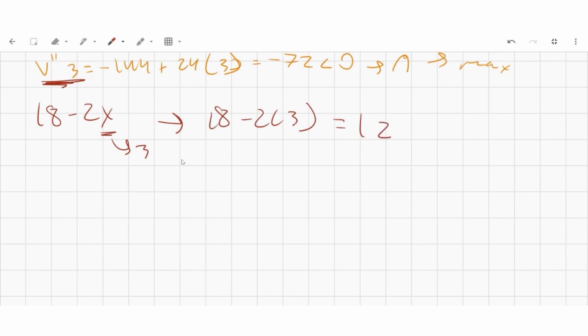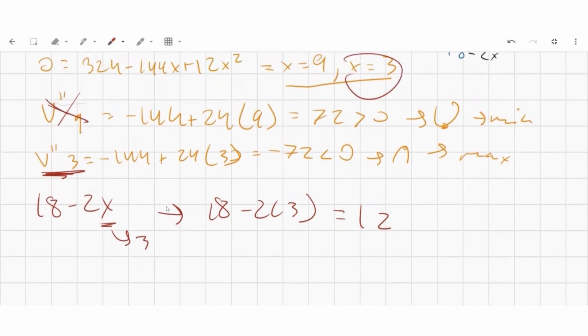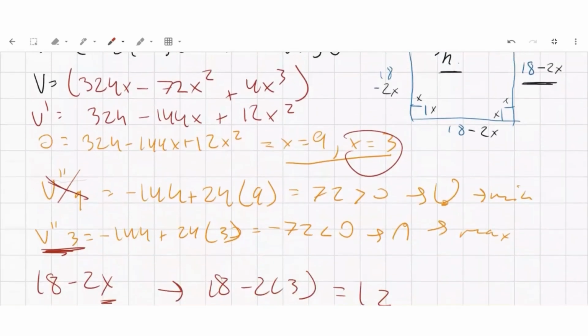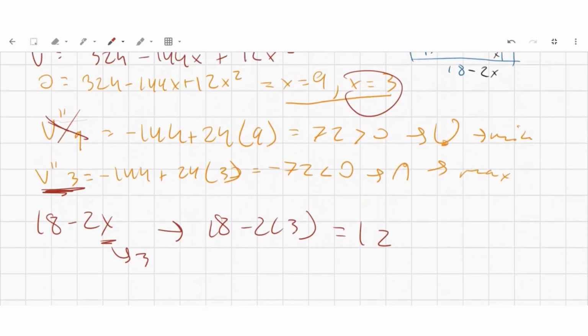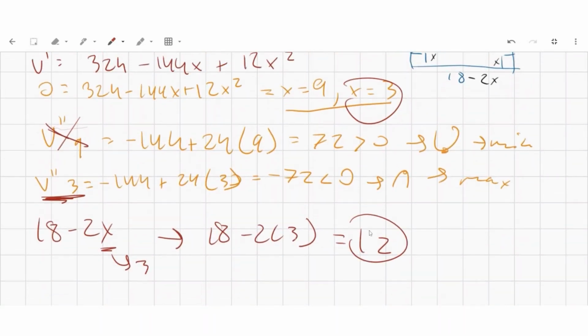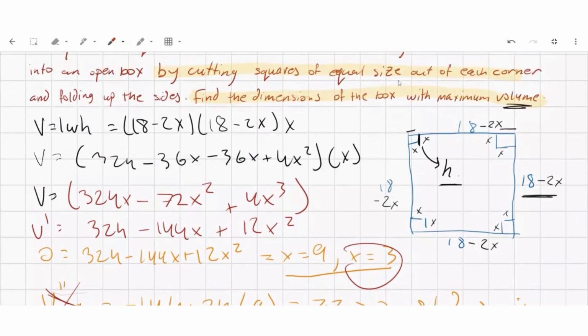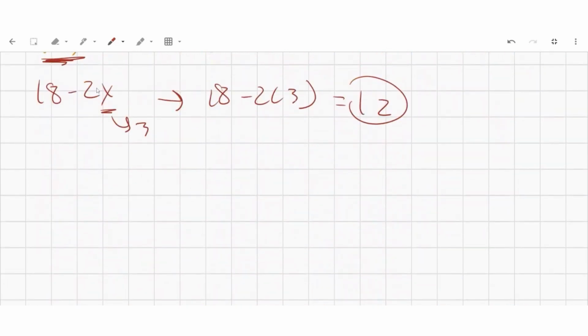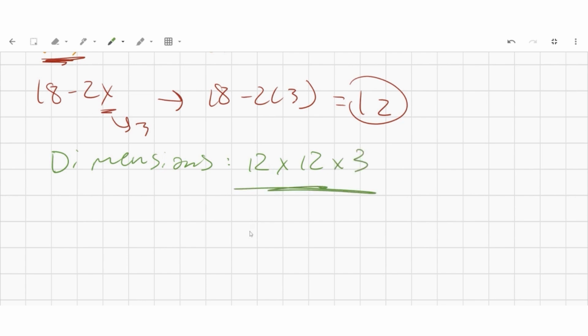After that, we're going to be writing the dimensions. Since we found both the length and the width by calculating this, where we got 12, and we know that the x value is the height, so the x value should equal 3. That way, we find that the dimensions of this shape are going to be 12 multiplied by 12 multiplied by 3, and that is your final answer.